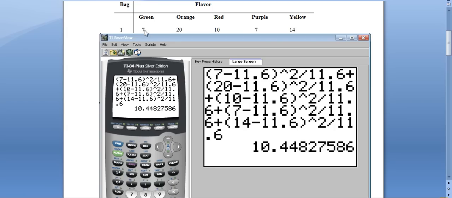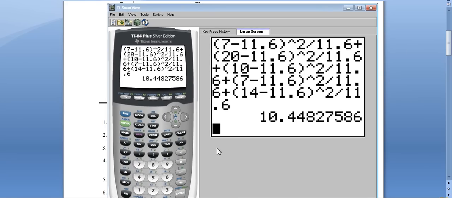So you'll see the first one was green, so we take 7 minus 11.6 squared divided by 11.6. So this first part right here is for green. Plus, and now orange, 20, so 20 minus 11.6, so we get the deviation, square it, divided by 11.6. So this is really just like the variance formula. Red's 10, so 10 minus 11.6 squared divided by 11.6, and then plus, so we sum up all of these squared deviations, 7 minus 11.6 squared, and then the last one, yellow, 14 minus 11.6 squared. So we add it all up, we get 10.448. That's our test statistic.